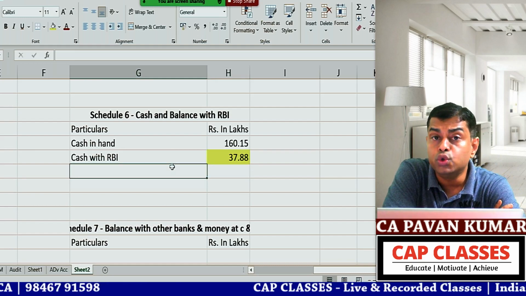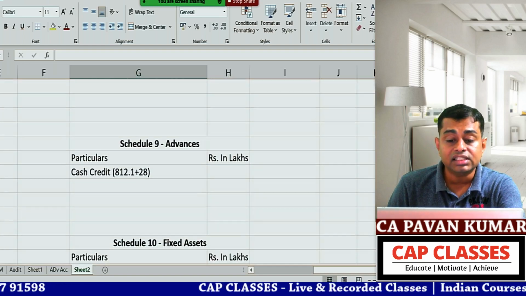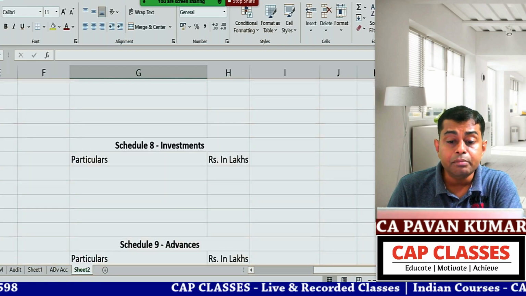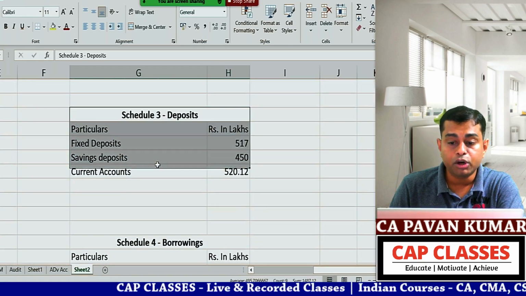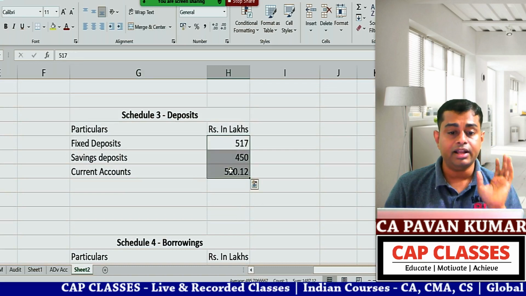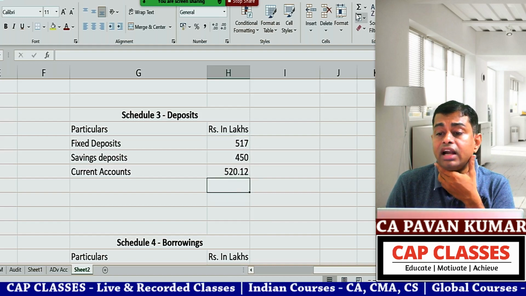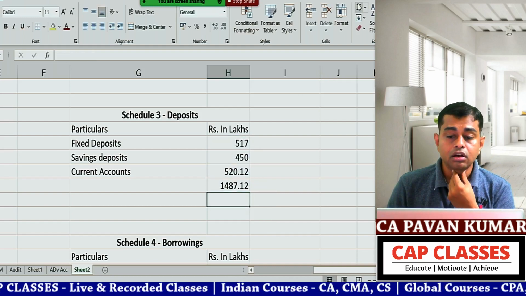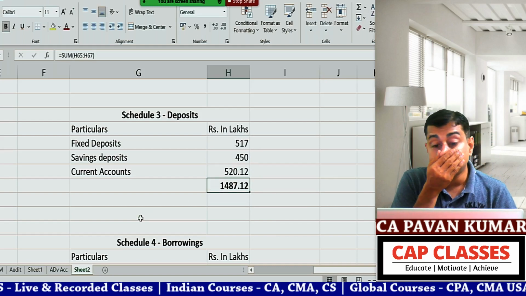When they have given SLR CRR requirement, you need to take this DTL. DTL means demand and time liabilities. Deposits is there, no? This is called demand and time liabilities. So you have to add this 3. Total how much will come? Can you guys add this and tell me? 1487.12. So can I say my total deposit liability is this much?